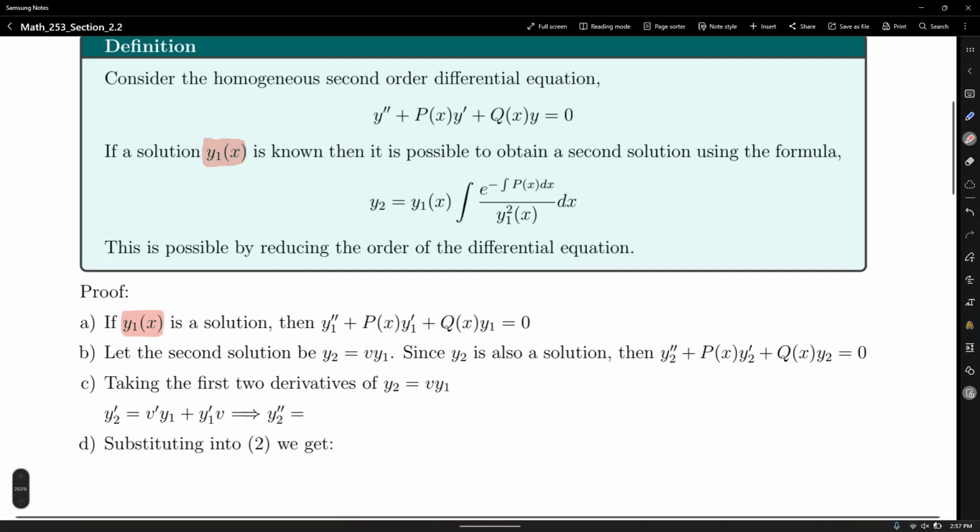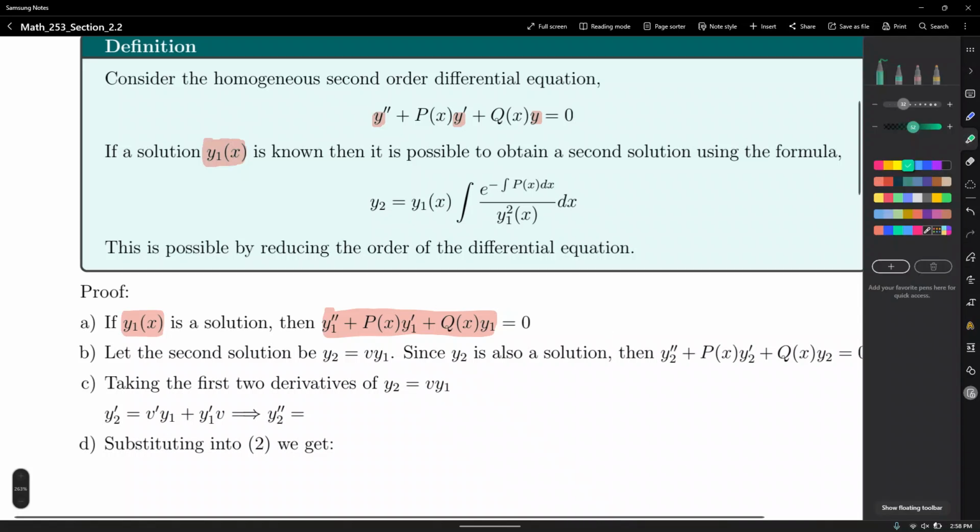That means that if you substitute y sub 1 into the differential equation, this has to be a solution by hypothesis, so it has to give you a 0, just like the right hand side. That means y sub 1 double prime plus p of x y sub 1 prime plus q of x y sub 1 equals 0. Now let's consider a second solution of the form y sub 2 equals v y sub 1.